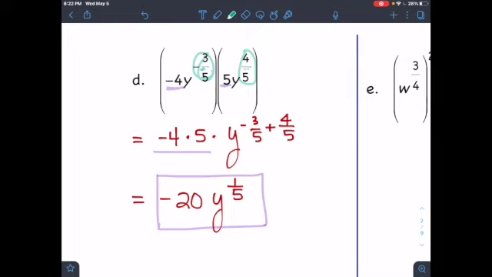So that's negative 3 over 5 plus 4 over 5. When you do negative 3 over 5 plus 4 over 5, that gives you positive 1 over 5. And then negative 4 times 5, negative 20 is your answer. Negative 20, y to the 1/5.